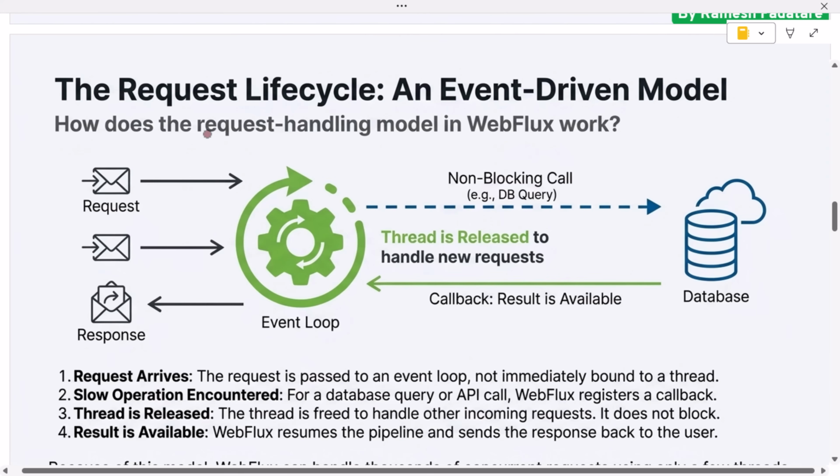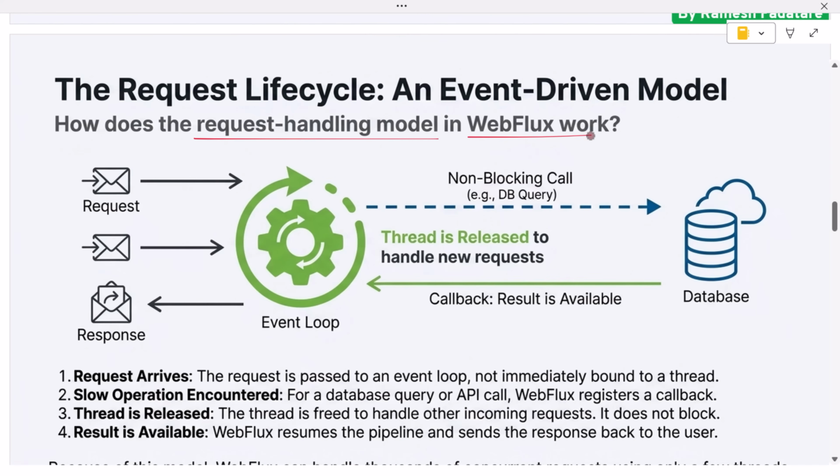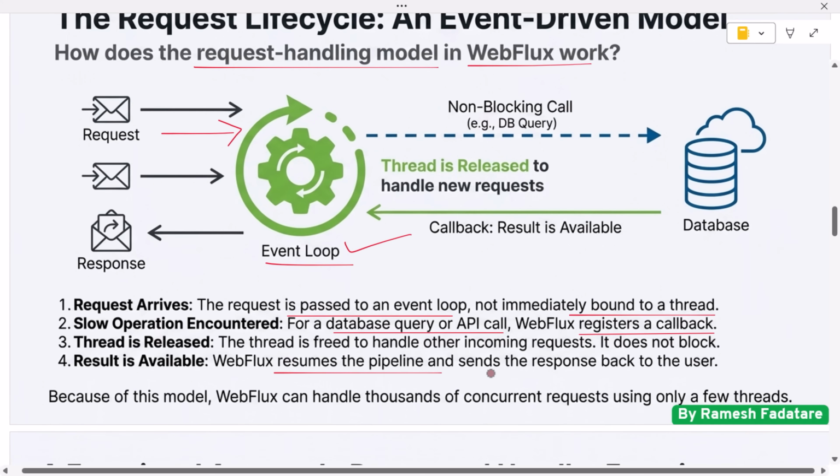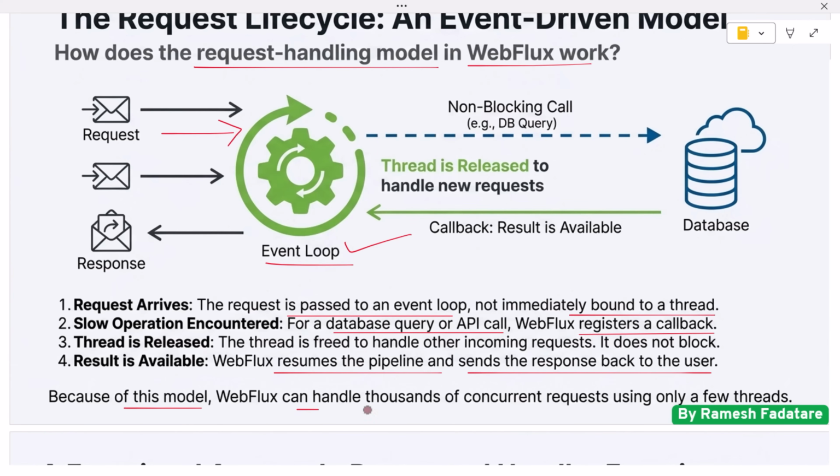Next question: how does the request handling model in WebFlux work? WebFlux follows an event-driven model. When a request arrives, it does not immediately bind it to a thread. Instead, the request is passed through an event loop. If an operation is slow, like a database query or calling another API, WebFlux does not block. It registers a callback and releases the thread to handle other requests. When the result is available, WebFlux resumes the pipeline and sends the response back to the user. Because of this model, WebFlux can handle thousands of concurrent requests using only a few threads.